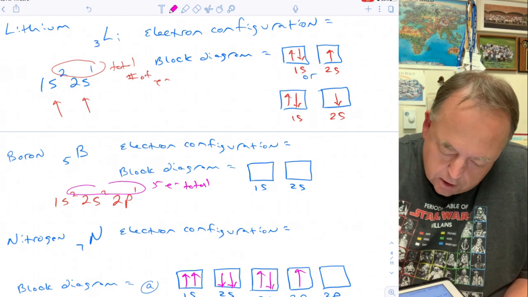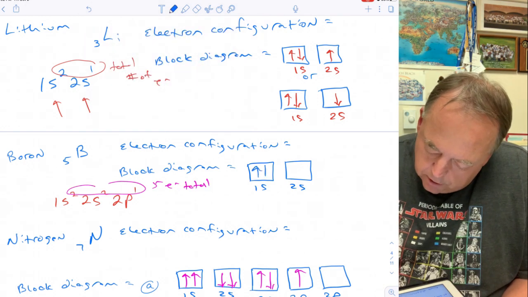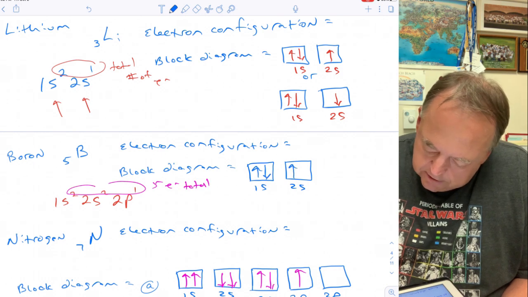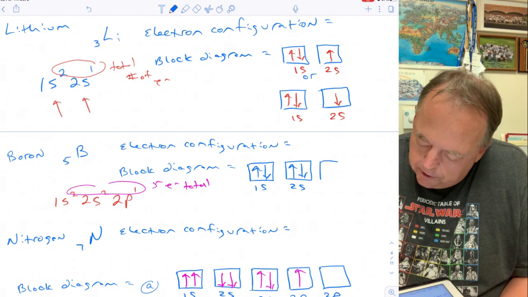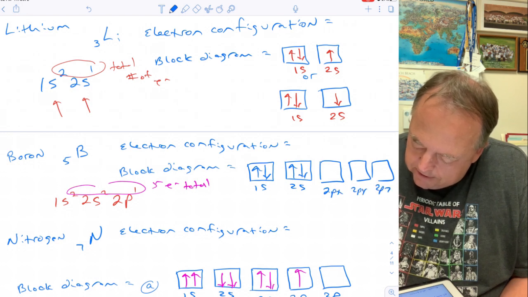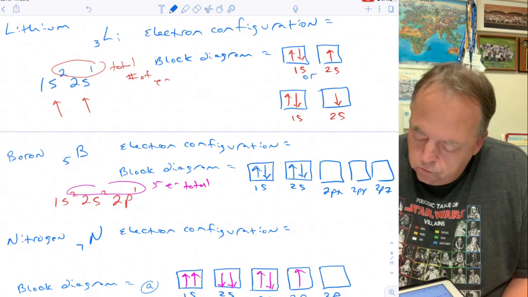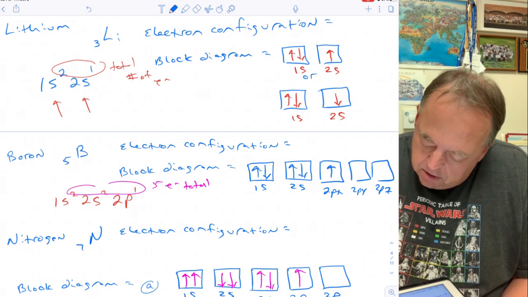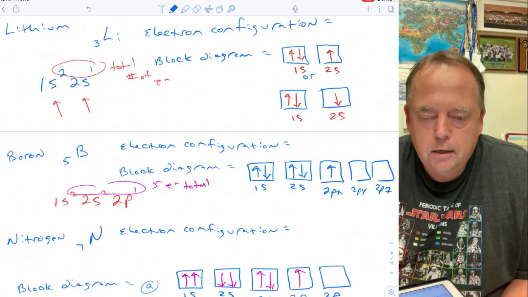And if we were drawing a block diagram instead, 1s can have 2 electrons, opposite spin, 2s has 2 electrons, opposite spin, and then if we drew blocks for the p orbitals, where there's 3 of them, right? Because there's 2px, 2py, and 2pz, and that 5th electron could be in any of them, it doesn't matter which one, and it could be spin up or spin down, doesn't matter, right? You could put it in any of those 3 blocks.